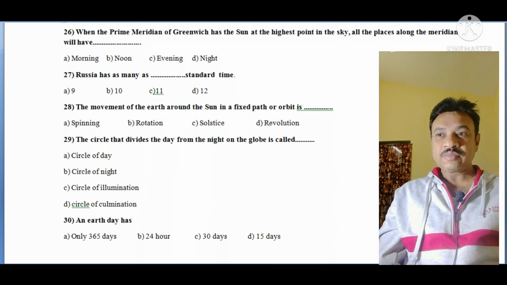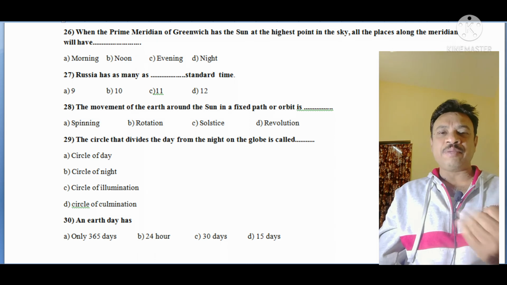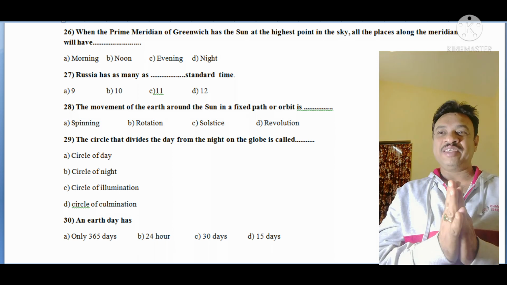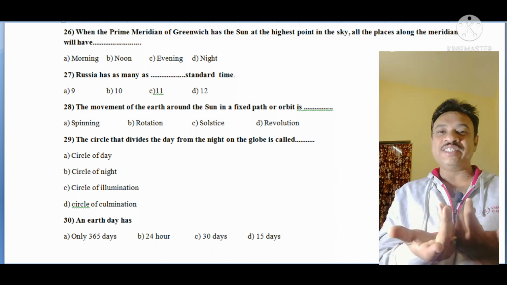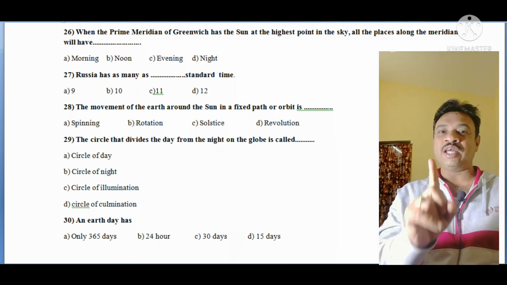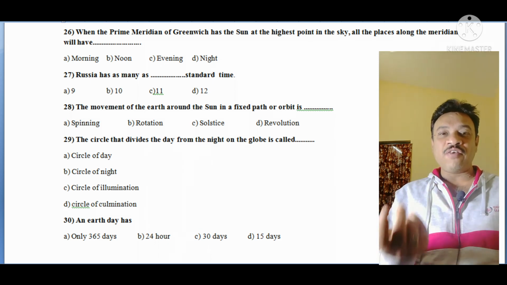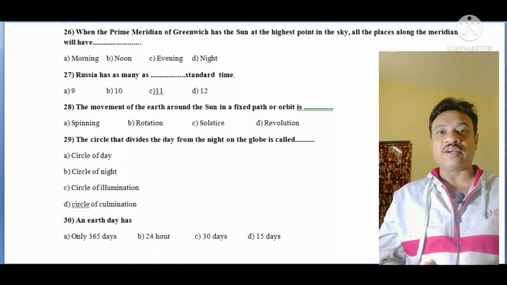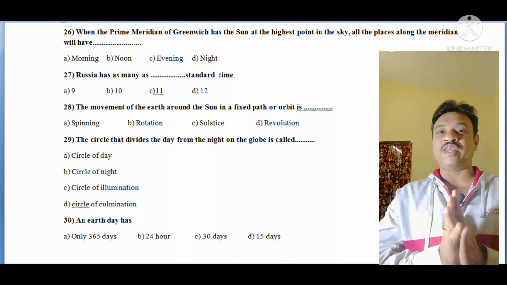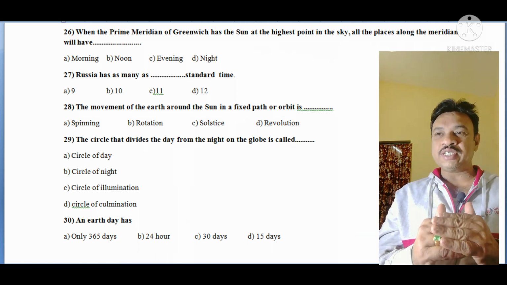An earth day has dash, only 365 days, 24 hours, 30 days, 15 days. Earth day means one day is called an earth day. Earth day basically all will go for 360 days, but it is a wrong option. 24 hours only, that is one earth day. Not 30 days, that is going for a month, or 15 days if you choose, that is going for a fortnight. So that is not the correct option. Or 365 days if you choose, that is going for a year. So 24 hours is one earth day. So with this 30 questions are completed.